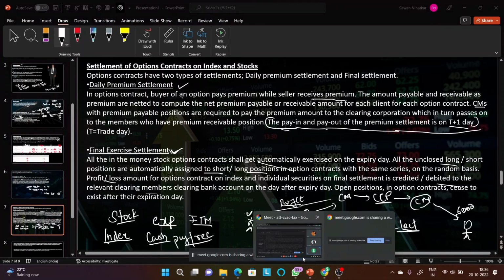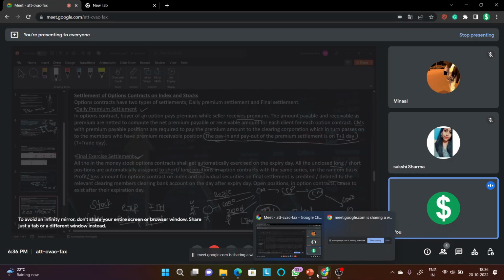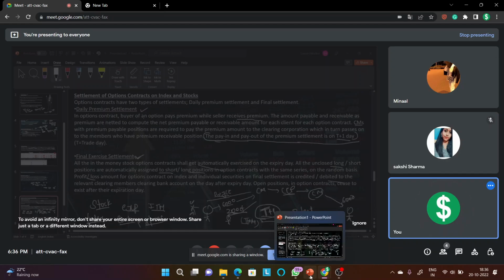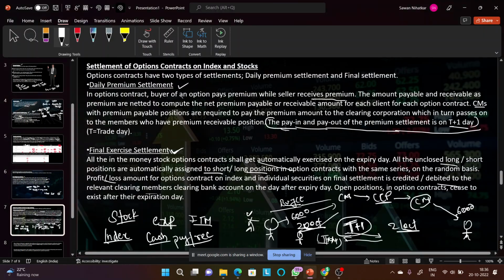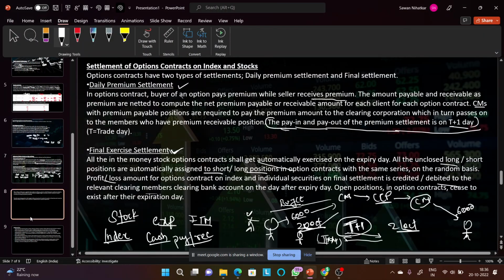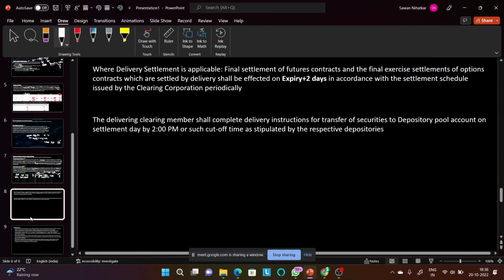Any doubts in this? I know this chapter was very boring. Yeah, very. But you know, it is as it is there in your syllabus. As I said, this part is going to be extremely boring for us because there is nothing interesting in it, like futures, options. You just need to learn about all these things which are already theory.